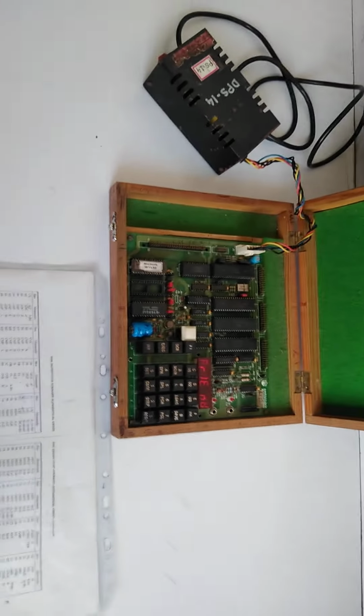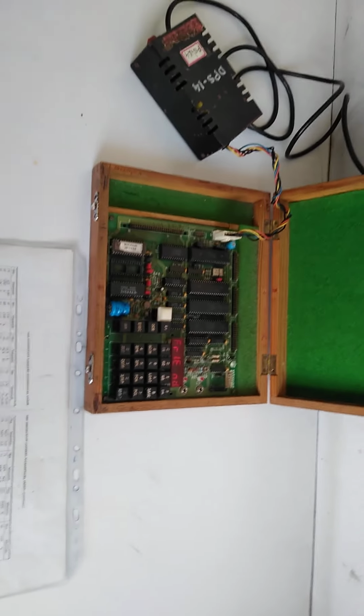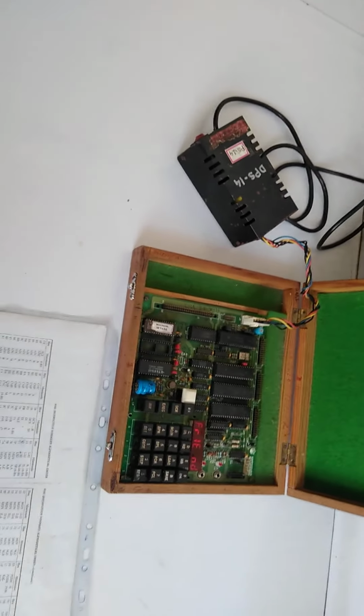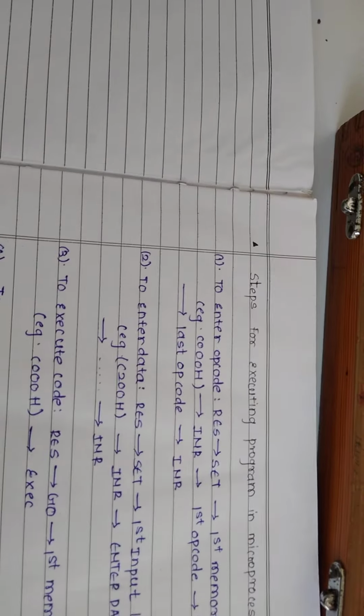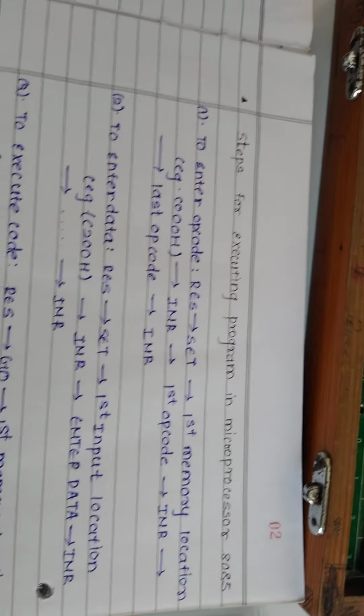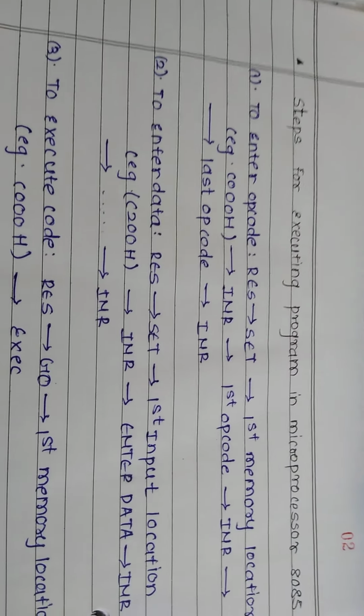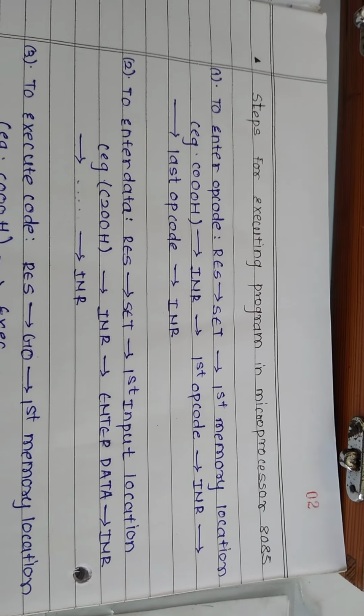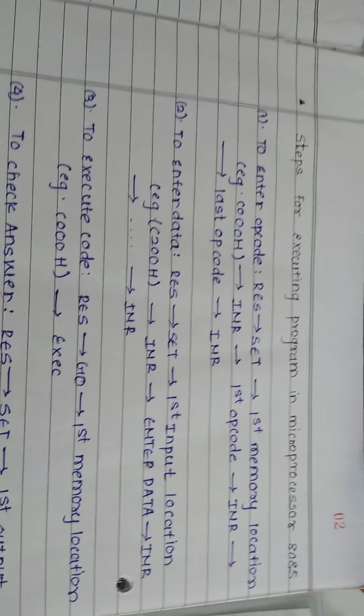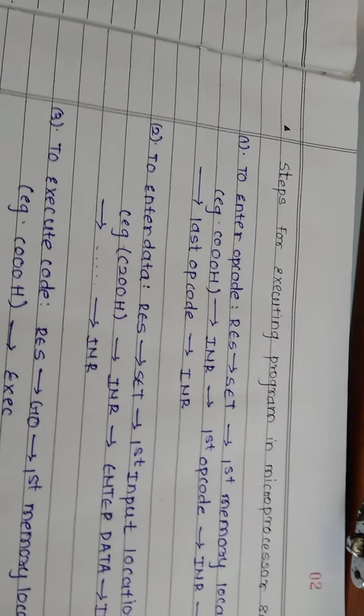Yes. Now let us see one example of how to operate this and how to use this. First of all, see the steps. What are the steps to operate a microprocessor? These are the steps for executing a program in microprocessor 8085. We want you to note it down in your journals on the first page.